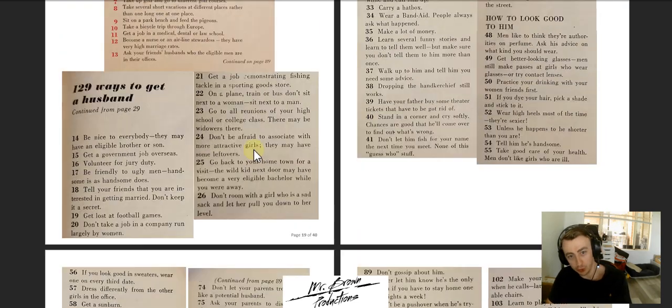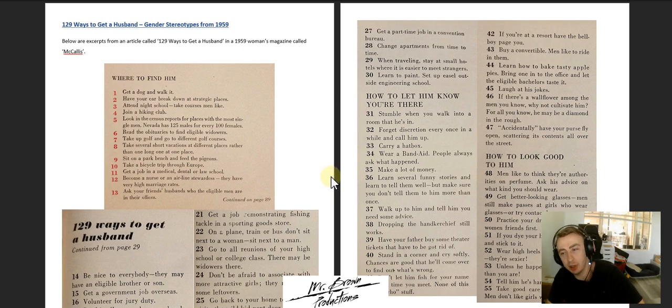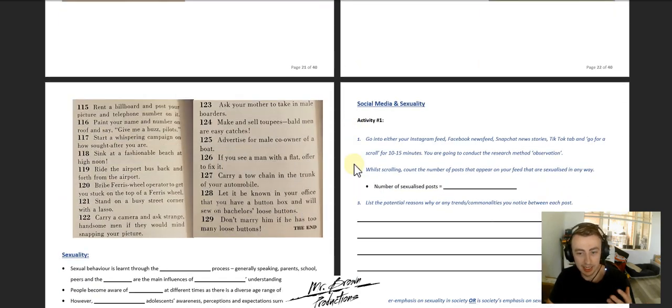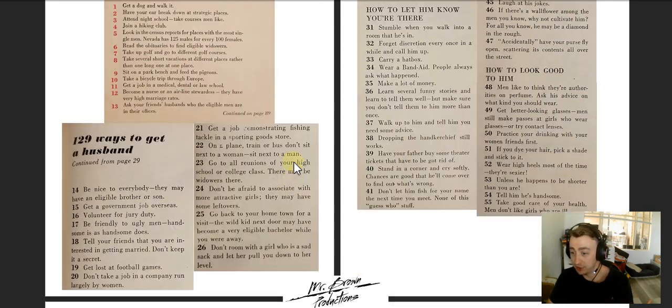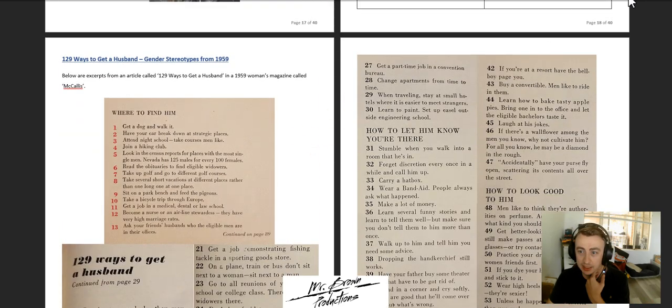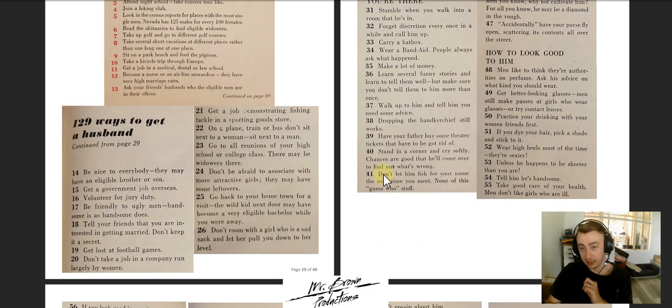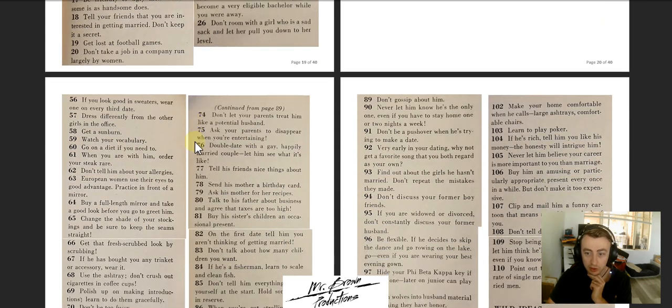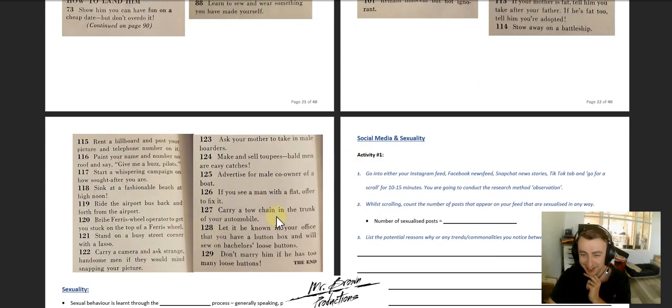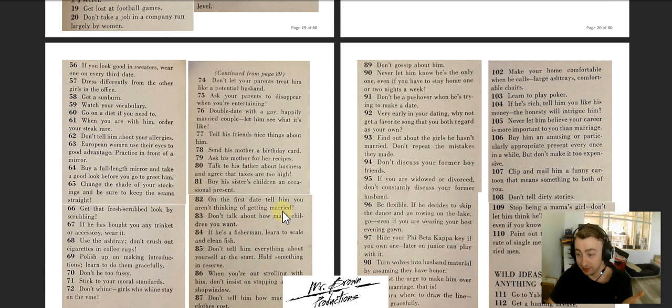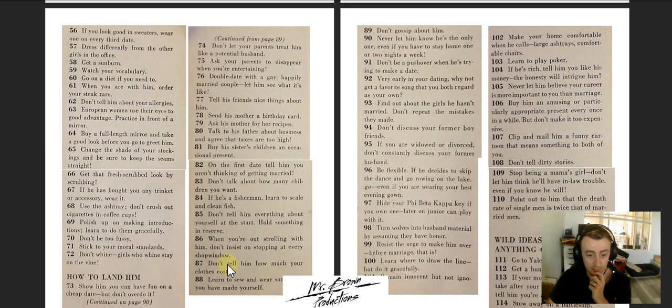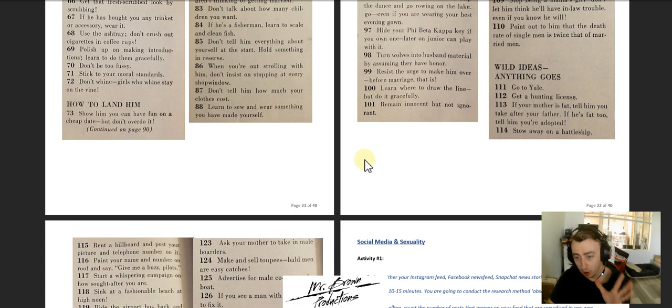So look through all these ideas, and the purpose is for you to examine how gender stereotypes have changed over time. As you're reading this, I would like you to highlight your top 10 ways that you think are the most ridiculous, or the ones that stand out to you the most, that you just think are absurd. Like, I don't know, don't tell him how much your clothes cost or something like that.